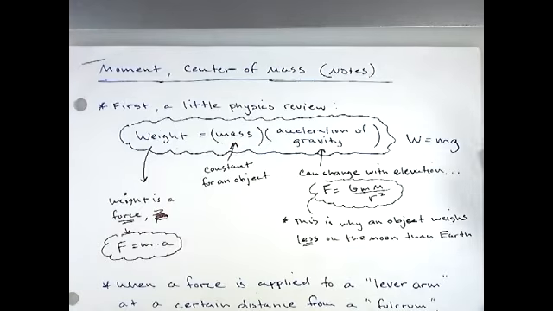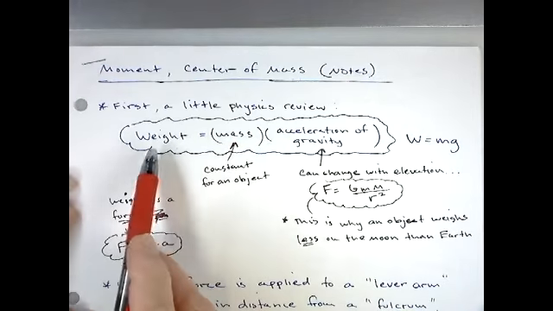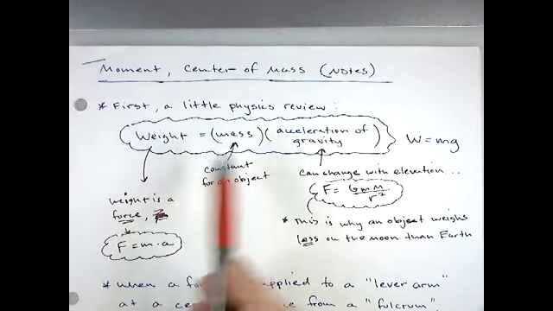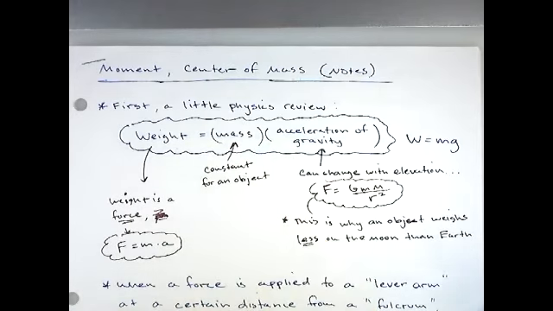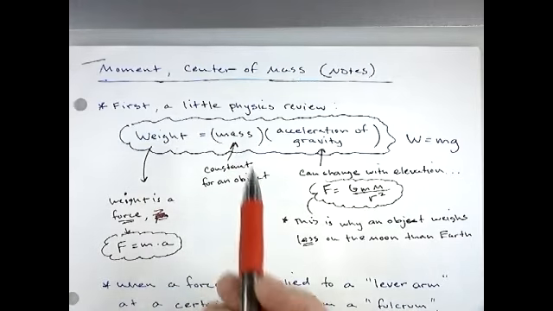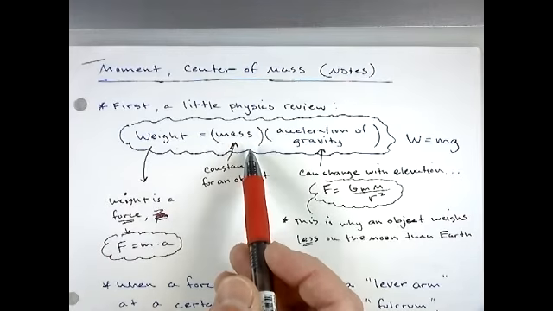Some of you have not started your physics yet here at UC Davis. Some of you may have some physics experience from high school. So weight is the product of mass times the acceleration of gravity. People get confused a little bit between a force and a mass. A weight is a force. The definition of force is mass times acceleration. Mass is constant for an object.